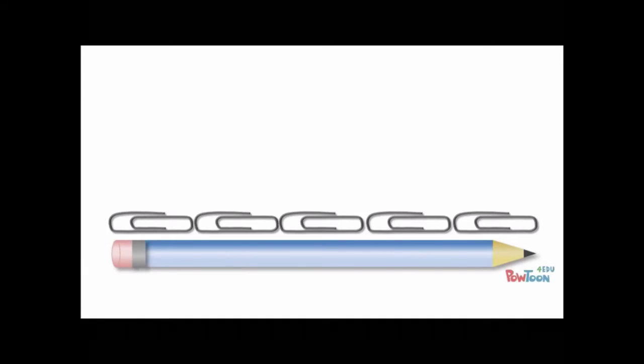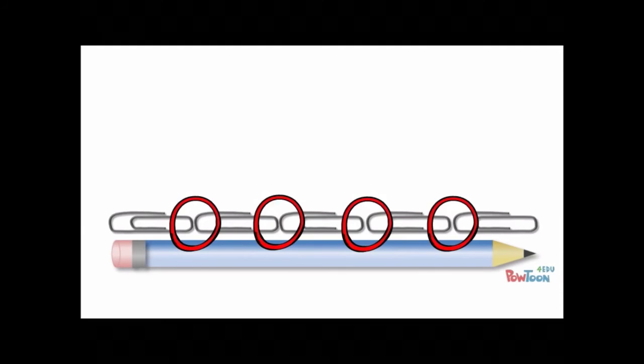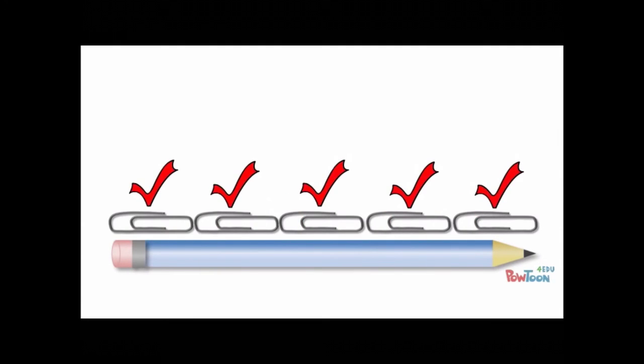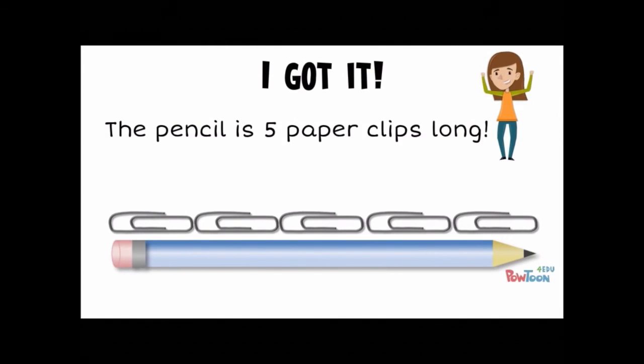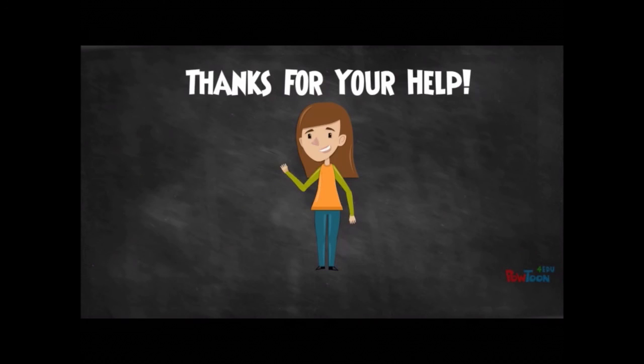Okay, so I started at one end of the pencil and I went to the other. I went in a straight line without overlapping. I didn't leave any gaps in between the paper clips. And I used paper clips that were all the same size this time. I got it! The pencil is 5 paper clips long. Thanks for your help. I wonder if these rules would work for other units, like cubes, or counters, or blocks? What do you think?